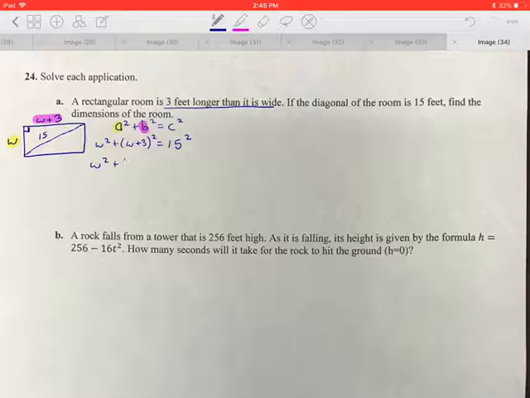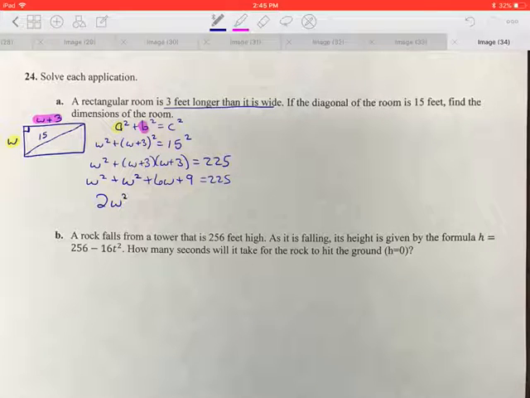It takes a little bit to clean this up. Remember, (W plus 3) squared, you can't just square the W and square the 3. You do have to FOIL it out. And then 15 squared is 225. So if I FOIL this, I get W squared, the outside and inside both give me 3W, so I can put those together to be 6W, and then 3 times 3 is 9. So I get 2W squared plus 6W plus 9 equals 225.